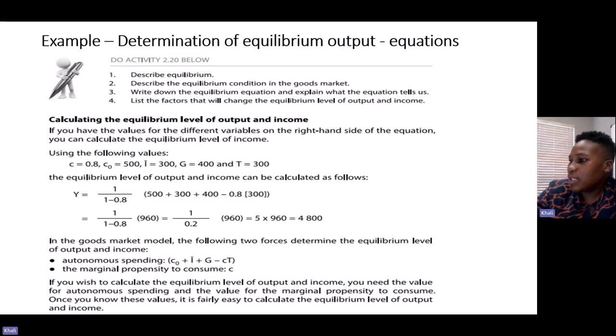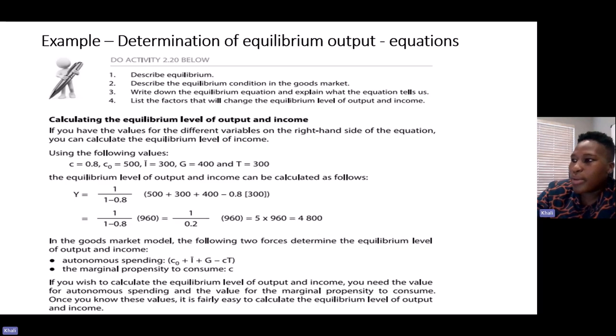So we've been given here the values, right? We've been given C as 0.8. This is the marginal propensity to consume. We've been given C0 as 500. This is the autonomous consumption. We've been given investment, fixed investment, as 300. We've been given government expenditure as 400. And we've been given taxes as 300.